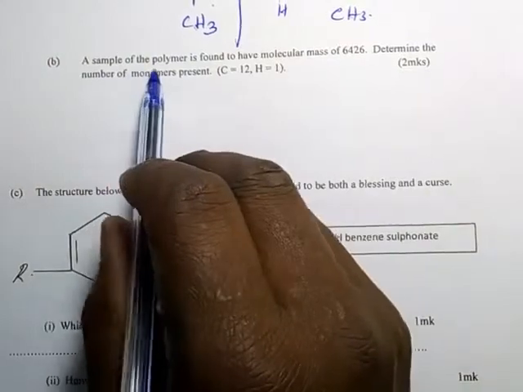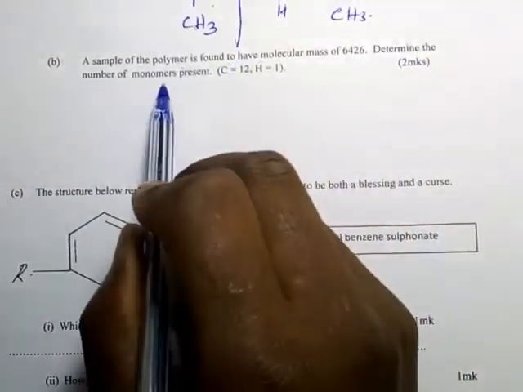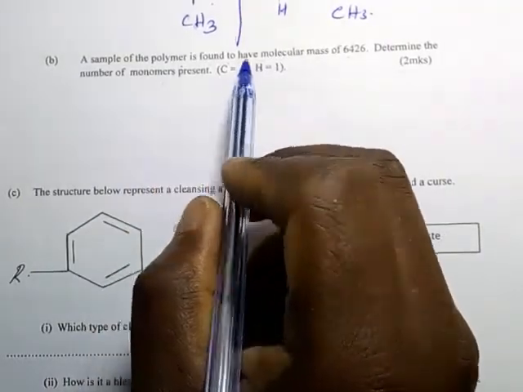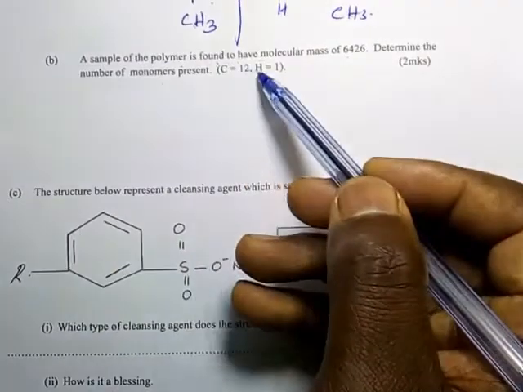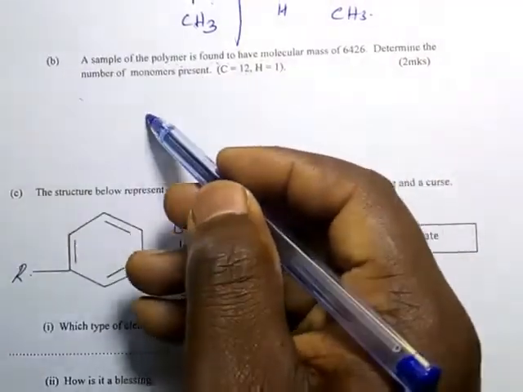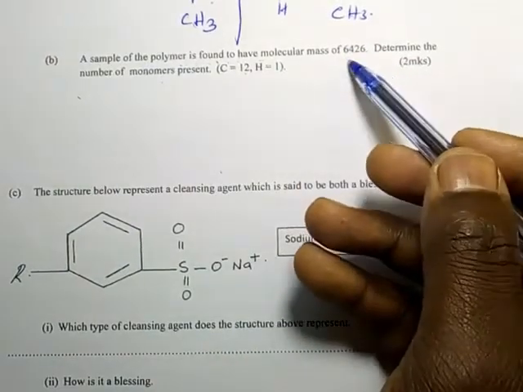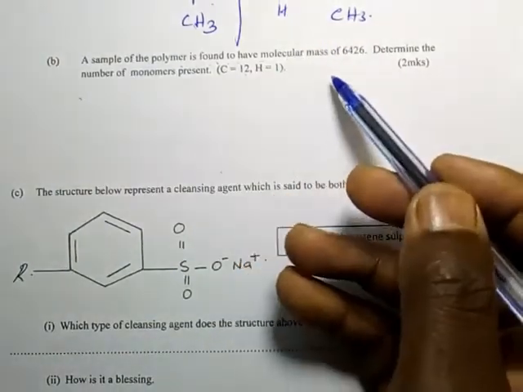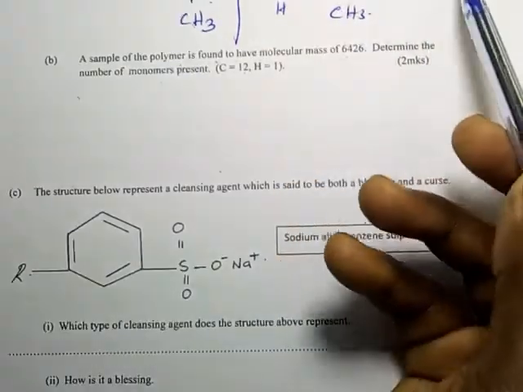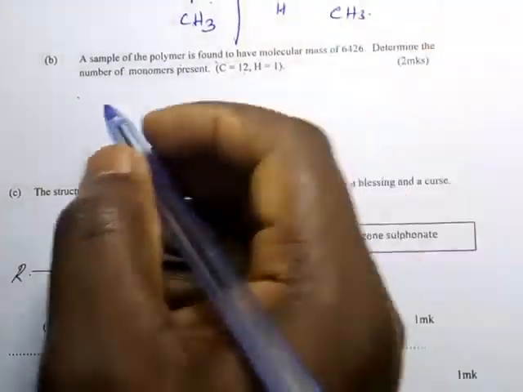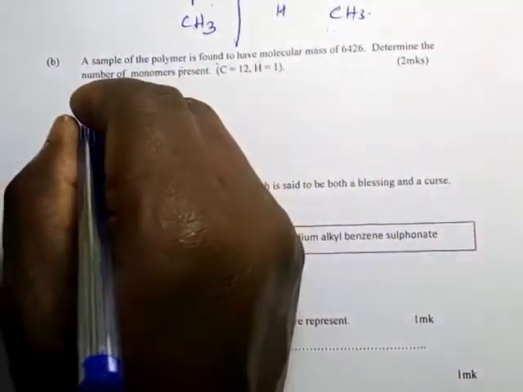A sample of a polymer is found to have a molecular mass of this, determine the number of monomers present. So first, if this is the molecular mass of the polymer, and remember it is a monomer plus a monomer plus a monomer forms a polymer. If we have a polymer, we can get the number of monomers present by first calculating the molecular mass of one monomer. So we have one monomer here, which has 3 carbon atoms.